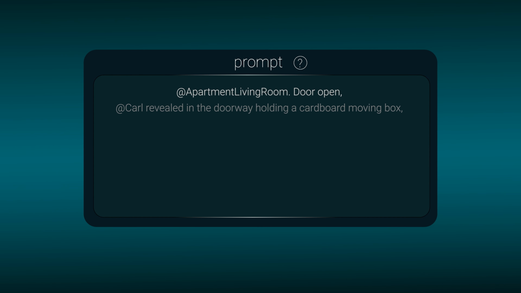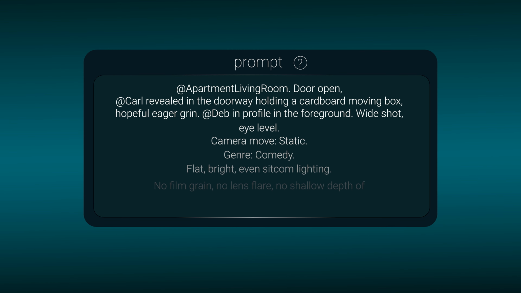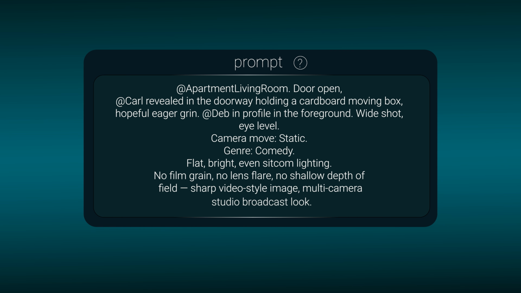Apartment living room. Door open, Carl revealed in the doorway holding a cardboard moving box. Hopeful, eager grin. Deb in profile in the foreground. Wide shot, eye level. Camera move, static. Genre, comedy. Flat, bright, even sitcom lighting. No film grain, no lens flare, no shallow depth of field. Sharp, video-style image. Multi-camera studio broadcast look.